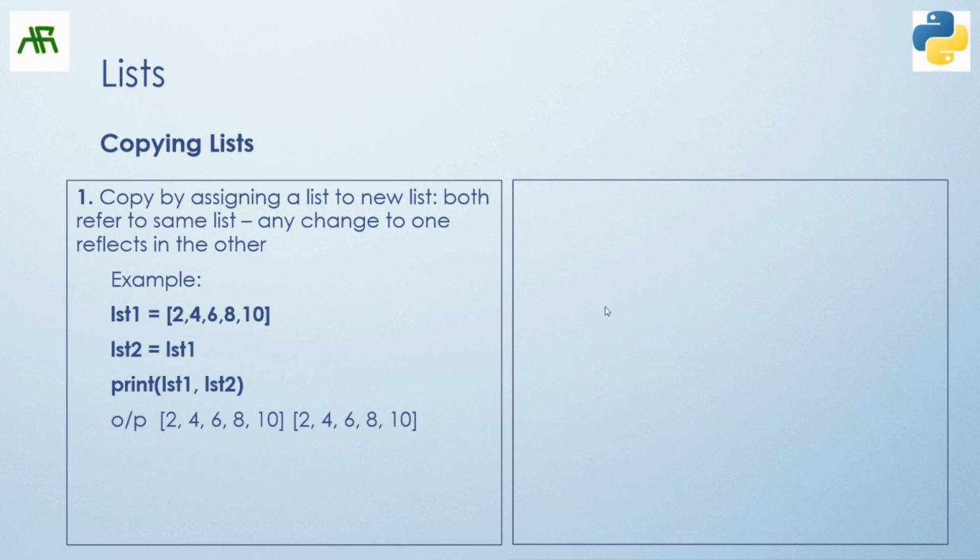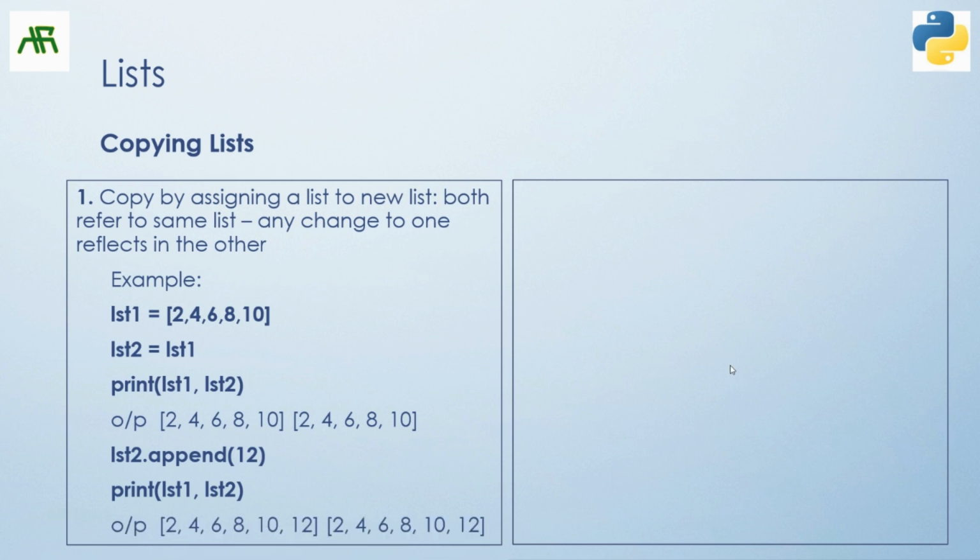Just to visualize the list being the same, when we assign one list to another, the elements are the same. Here is an example. I'm appending 12 to list 2. Since both lists refer to one particular object ID, if I print list 1 and list 2, we can see that the element 12 has been added to both lists. So when there is an assignment of one list to another, any change to one list will reflect in the other. It doesn't have to be first or second.